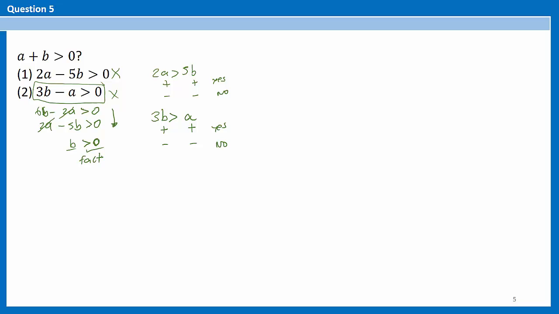that b is greater than 0, and I use it in statement 1, and if b is positive, that must mean that a is definitely positive as well. So both a and b would be positive, and so the sum would be positive as well. Statements 1 and 2 together are sufficient. That is letter C.